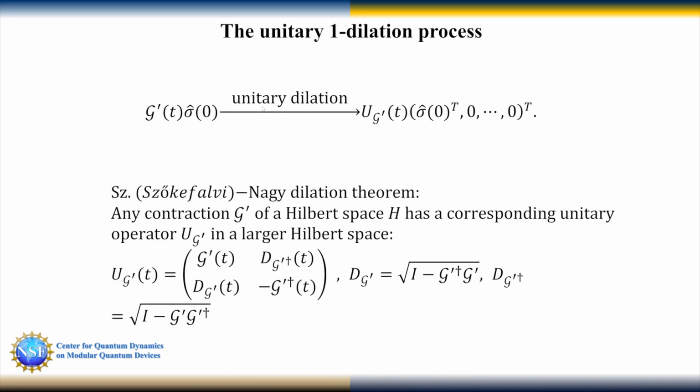This dilation came from the Sz.-Nagy dilation theorem, which says that for any contraction G prime of a Hilbert space H, there is a corresponding unitary operator U of G prime in a larger Hilbert space. Here, contraction means the operator norm of G prime is smaller than or equal to 1. And we have the explicit mathematical form of this UG prime. Here, D of G prime is called the defect operator of G prime, and is defined by taking the square root of identity minus G prime dagger G prime.